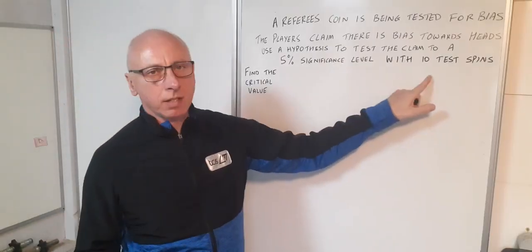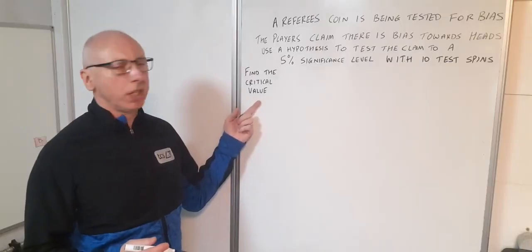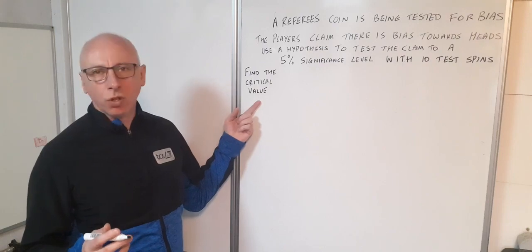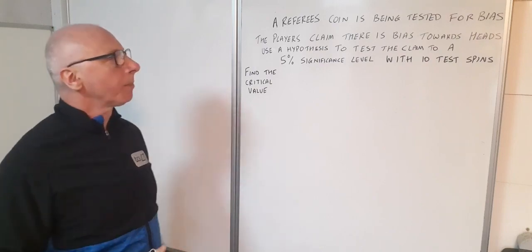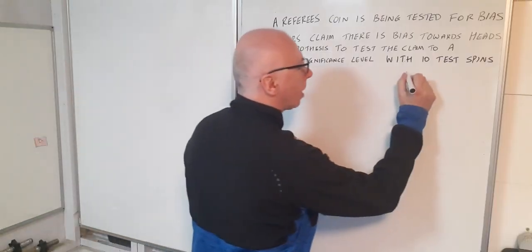And with those 10 test spins, we're going to try and find the critical value or the critical region as to where this coin should give us some sort of indication that there might be some bias. So first of all, let's set up the hypothesis test.